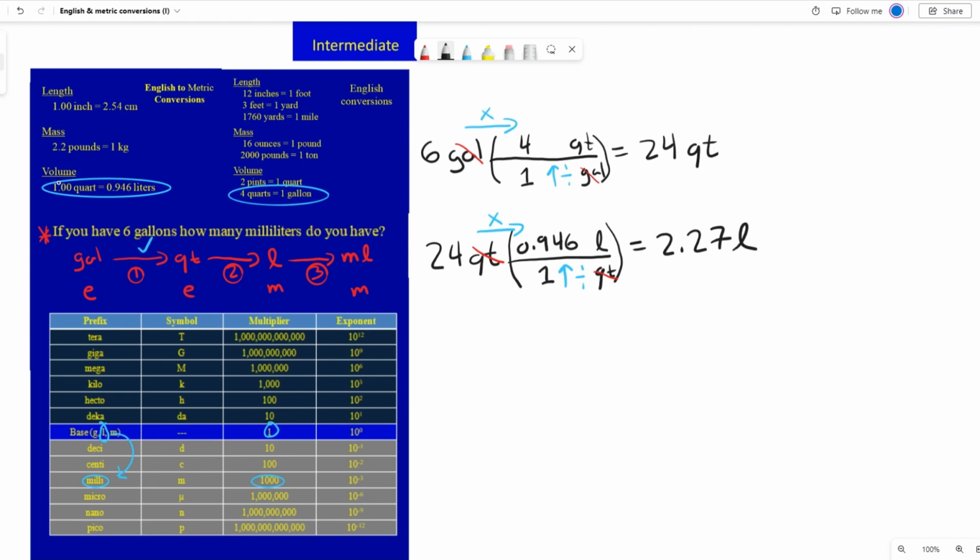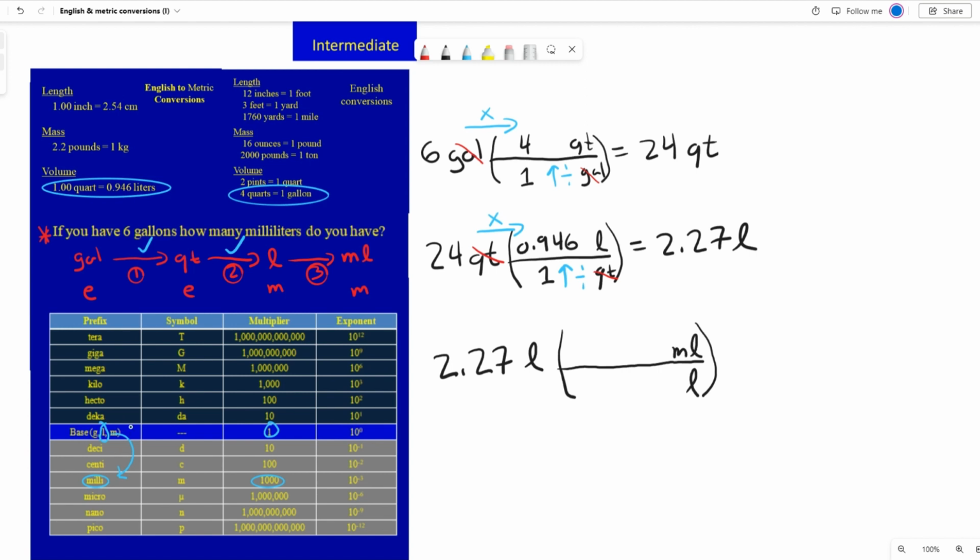Again, we're still not done because we want to get into milliliters, but we did do the second step. Now we're ready to do our third and final step. So we have 2.27 liters. Now we'll set up our final conversion to go from liters to milliliters. And that's going to be using this conversion down here. So we'll put liters on the bottom so it cancels out, and milliliters up on the top.